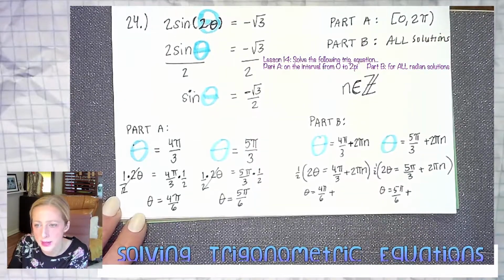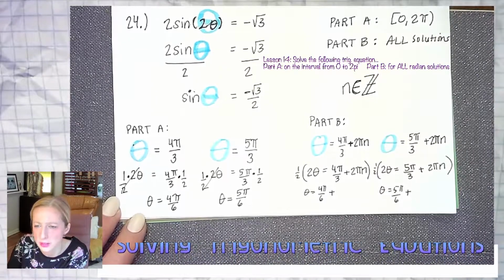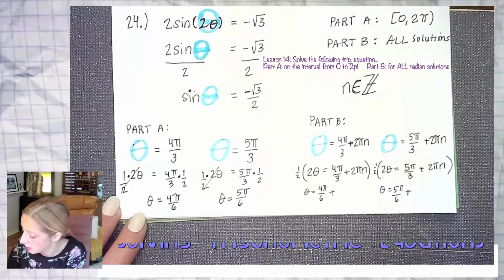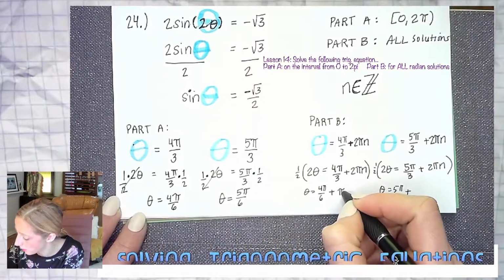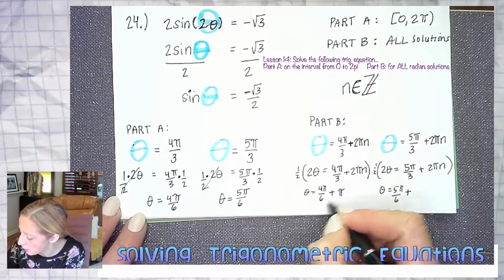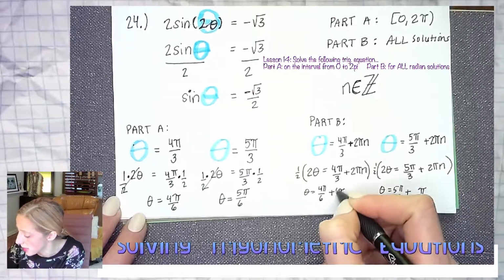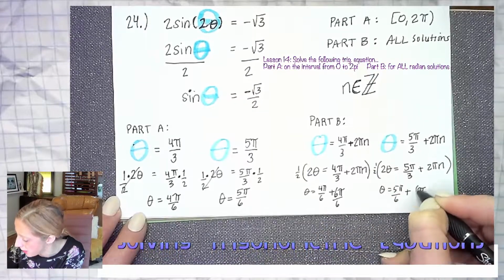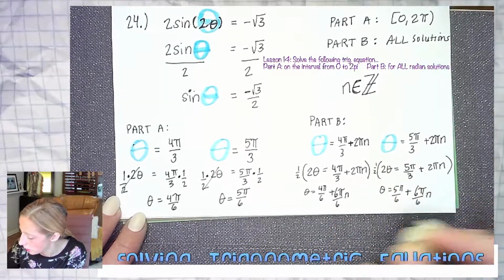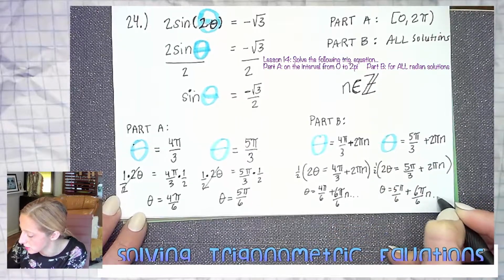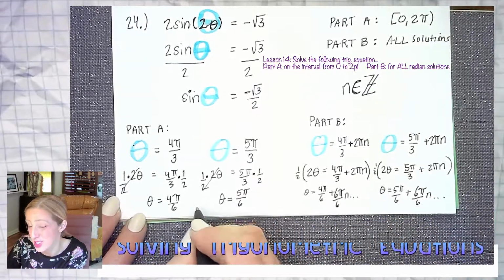What's 2 pi n times a half? What's half of 2 pi? Shout it out. 1. Sorry, say it again. 1 pi. And 1 pi, if I add it, I need a common denominator. We spent some time talking about common denominators, so I'm going to make it 6 pi over 6. 6 pi over 6 n. Now, while these are general solutions, I need them to get all of my solutions because these aren't all of them.